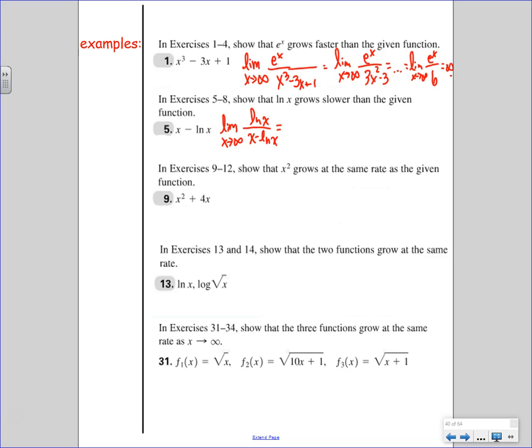Kyle's already thought ahead, and he's like, well, if ln is supposed to grow slower, then this limit should be 0, because that would indicate that the bottom is growing faster and the top is growing slower. So if we plug in infinity, ln of infinity is infinity over infinity. Well, infinity minus infinity. Now I'm just confused. What do I do? L'Hopital's.